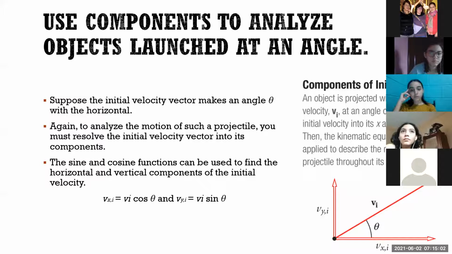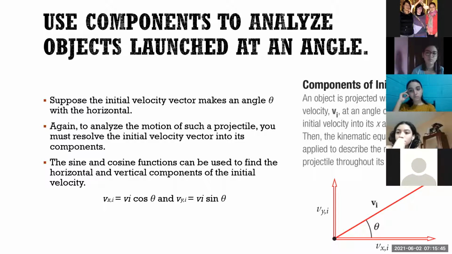So suppose the initial velocity of a vector makes an angle with the horizontal. Now you see right here, okay? It makes an angle, and this angle is measured from the x-axis, from the horizontal axis. Again, to analyze the motion of such a projectile, you must resolve the initial velocity vector, okay? So the first step in this kind of exercise is getting the components of your initial velocity. From that, you can continue with the rest.